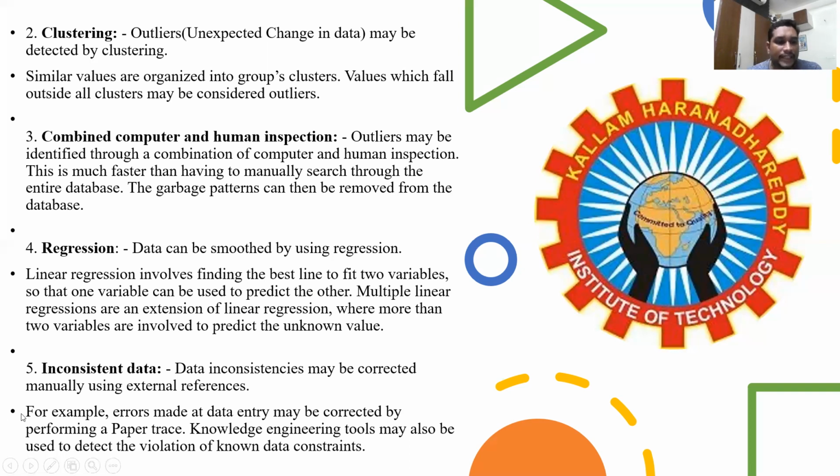Okay, and the last one is inconsistent data. Data inconsistency may be corrected manually using some external references. What do you mean by external references? Errors made at data entry may be corrected by performing a paper trace. So you have to put it on paper and identify each element and trace the elements. Knowledge engineering tools may also be used to detect a violation of known data constraints. Okay, so inconsistent data means using some mechanisms and tools, you are converting inconsistent data to consistent data.